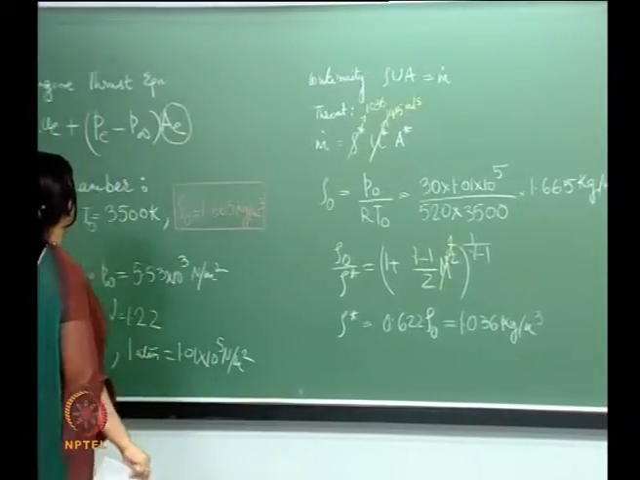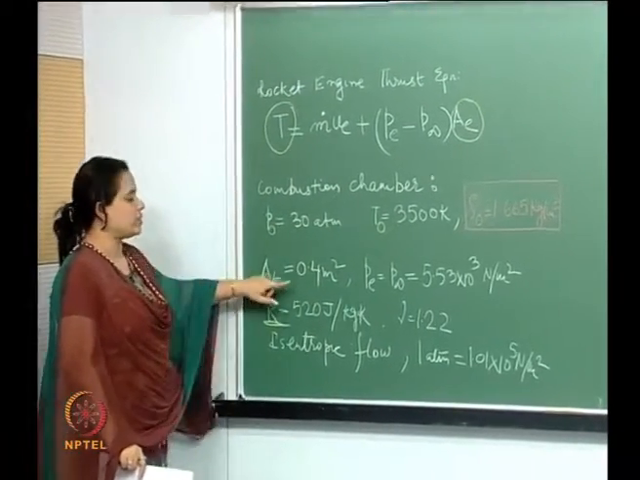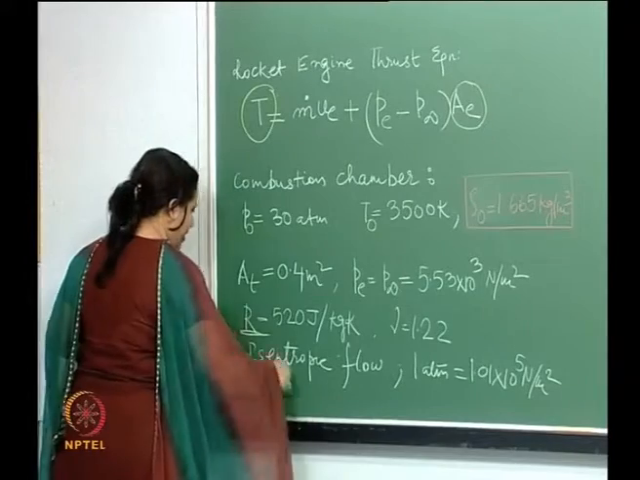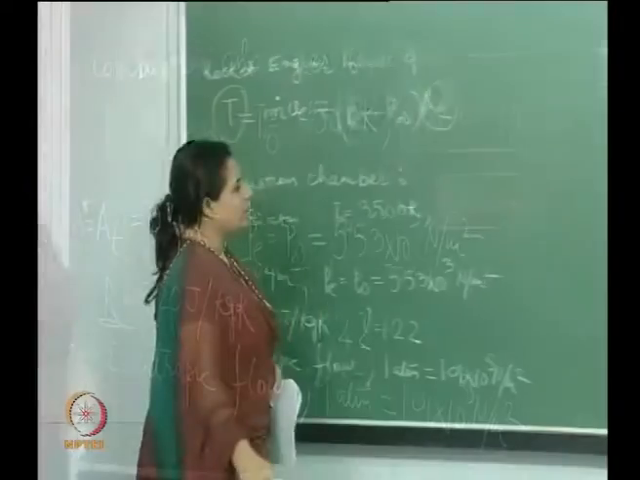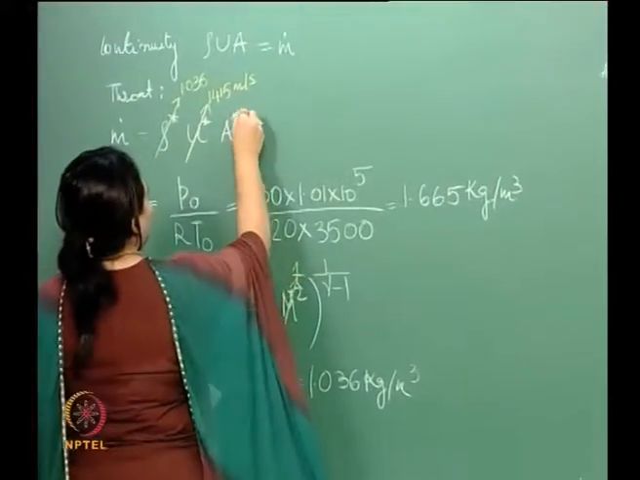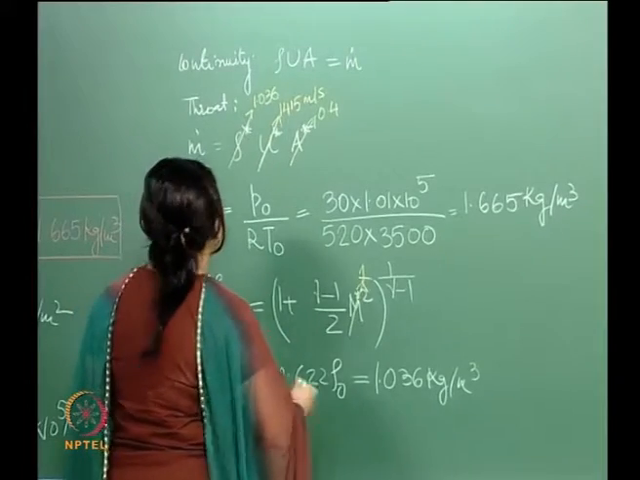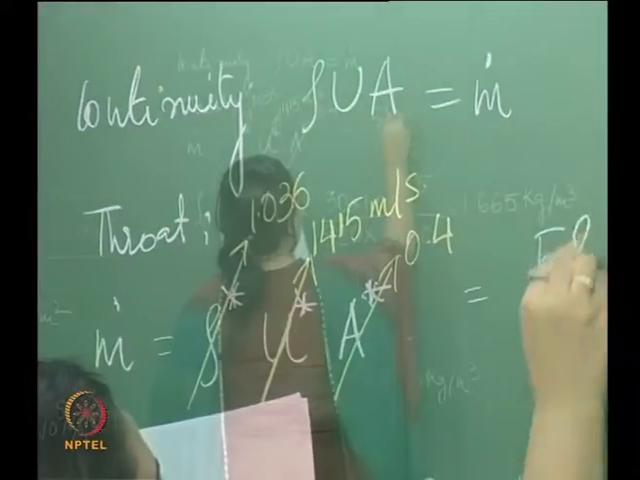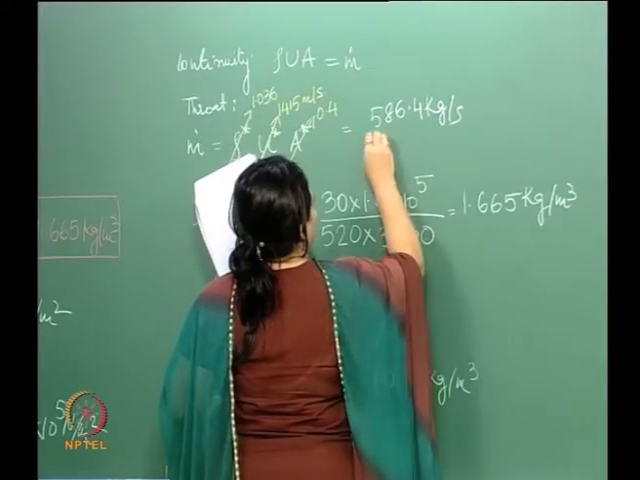Now, the area of the throat is actually given to us. This A is nothing but A star, which is given to us as 0.4. So, if I do that, then what I get as the mass flow rate, m star, is essentially 586.4 kg per second.